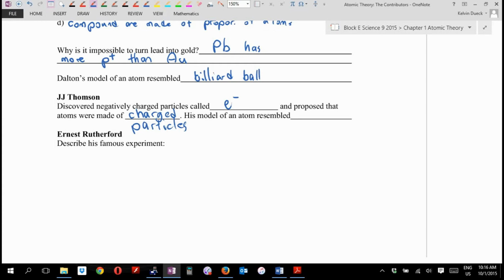His model of an atom resembled a chocolate chip muffin, chocolate chip cookie, raisin bread, plum pudding model if you want. It's always been affectionately called the plum pudding model in his honor.